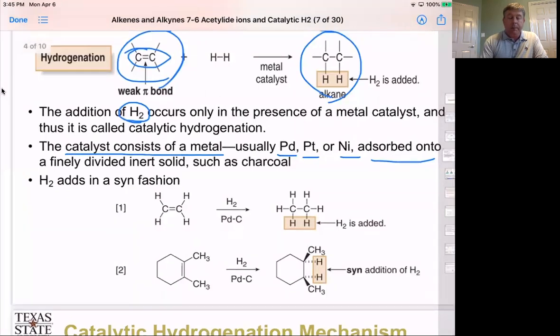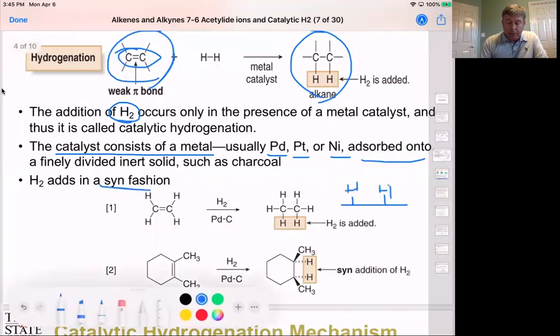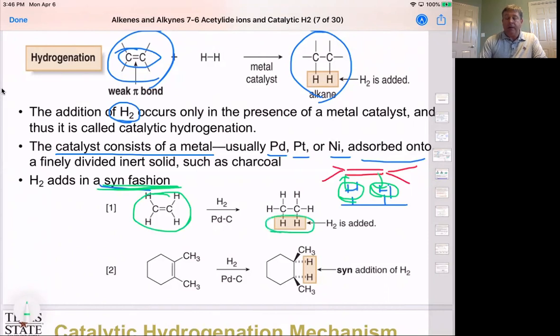Okay, so what do I mean by syn addition? Since we have the metal surface here and the hydrogens are added to the surface here, we're going to have the alkene come and lay across that surface of those hydrogens to get those to react with the hydrogens on the surface. So both of the hydrogens are going to add on the same side. So that's our syn addition right here. If we just had something like this ethylene right here and we added it across, we really can't tell where the hydrogens go.